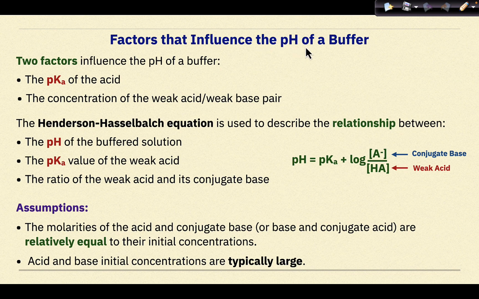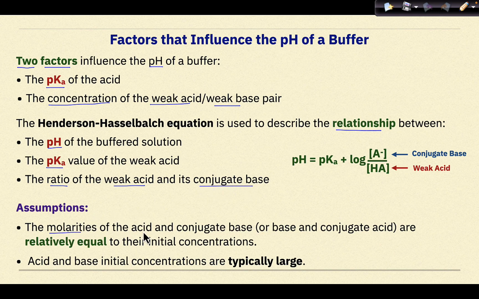Factors that influence the pH of a buffer. Two factors influence the pH of a buffer. The first is the pKa of the acid, and the second is the concentration of the weak acid-weak base pair. The Henderson-Hasselbalch equation is used to describe the relationship between the pH of the buffered solution, the pKa value of the weak acid, and the ratio of the weak acid and its conjugate base.